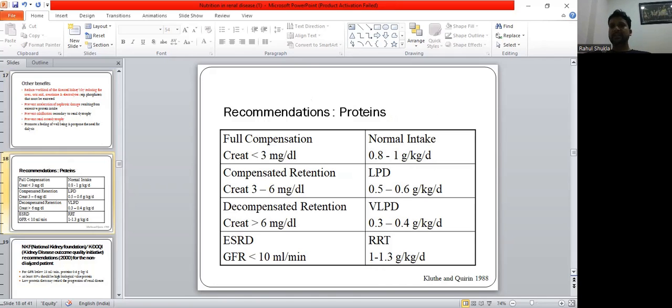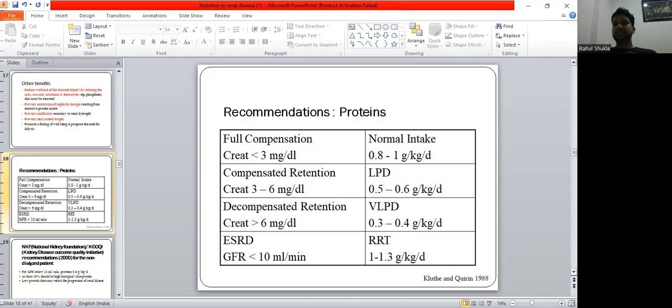If the creatinine is less than 3, that means stage 2 or 3 kidney disease, protein intake should be around 0.8 to 1 gram per kg per day. As the GFR further decreases, like stage 4 and early stage 5, with creatinine of 3 to 6 milligram per deciliter, 0.5 to 0.6 gram per kg per day, a low protein diet is useful. And if the creatinine is more than 6, like GFR less than 15, a very low protein diet of around 0.4 gram per kg per day can be useful. But we also need to consider the effect of such a low protein diet in the development of protein energy malnutrition, so it needs to be balanced.